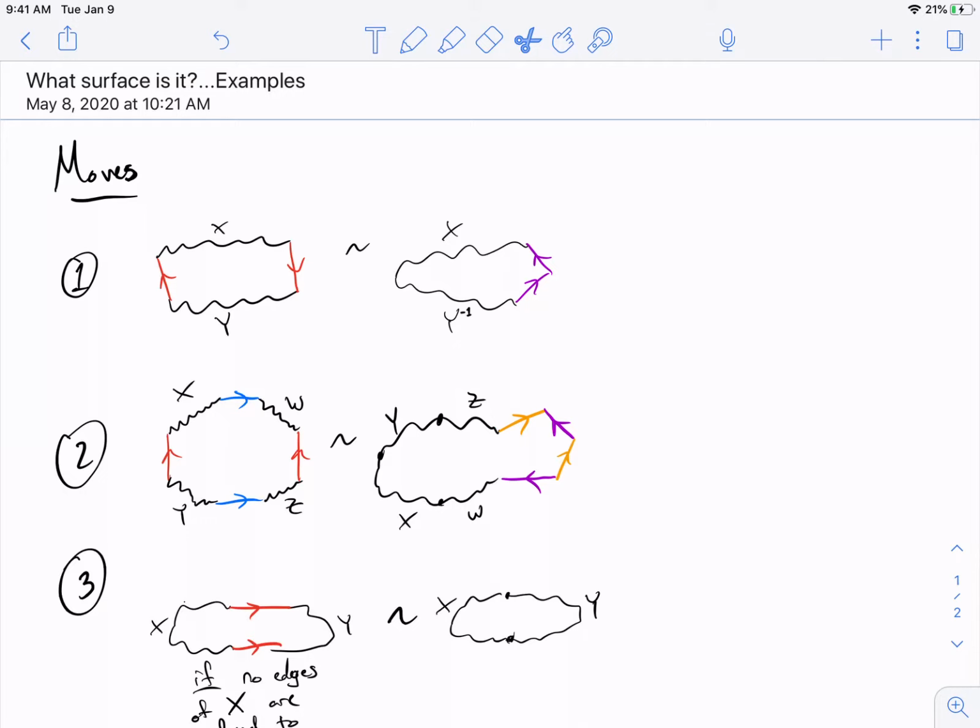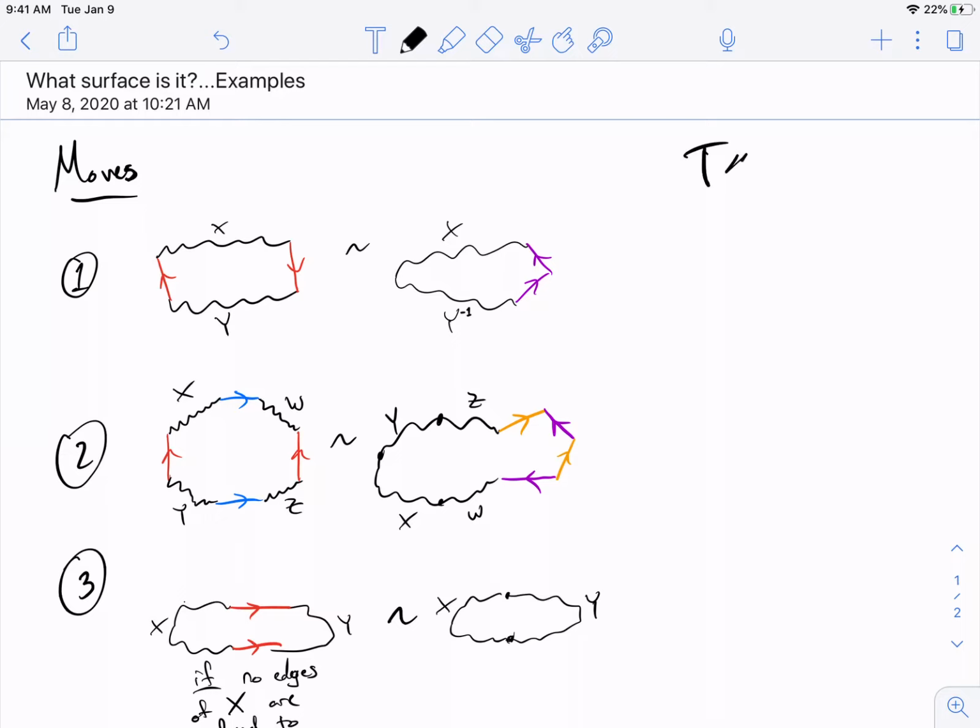Hi everyone. So today I just wanted to do some examples. So we've proved this classification theorem that says all surfaces that have no holes, have no boundary, and have finite volume are of a particular form.